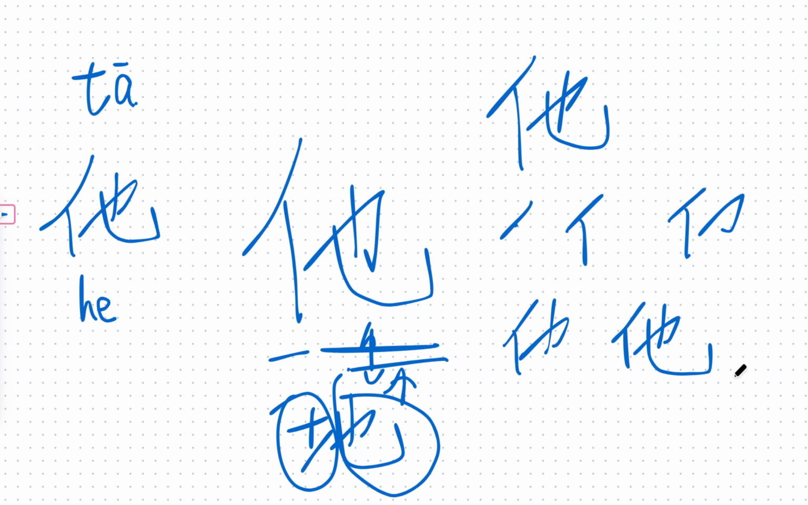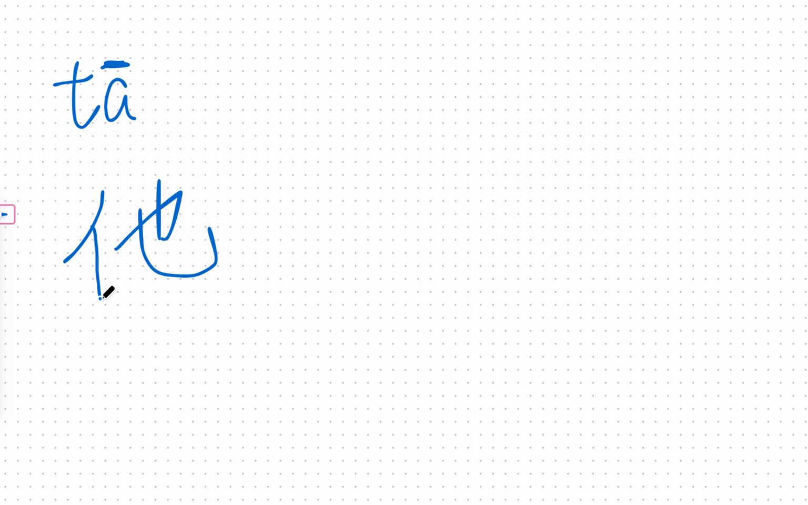And speaking of, you might be wondering, where's the female one go? It's still pronounced ta, but it has a different radical. It also has the same right part. This is the male one, and this is the female one. So let's write the female one.